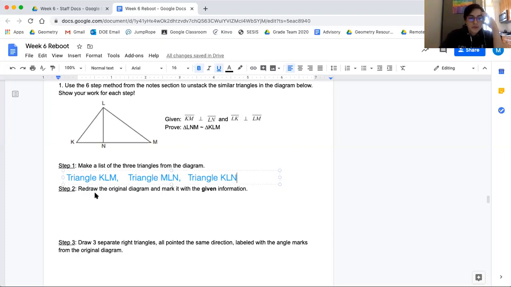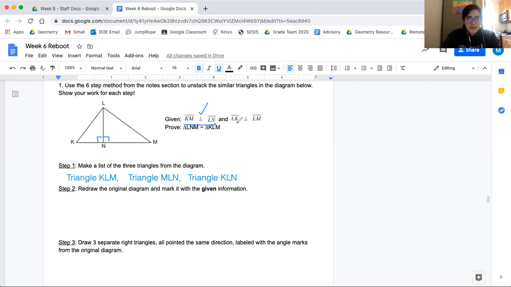Now for step 2, we're going to redraw the original diagram and mark it with given information. I am not going to redraw this diagram because it would be a pain, but you should on your piece of paper. And then to mark it with our given information, we're first given this piece. KM, line KM, is perpendicular to line LN. So these 2 lines are perpendicular. That means there's a right angle here and a right angle here. Okay, so we've marked that.